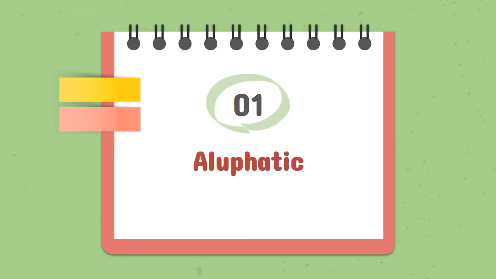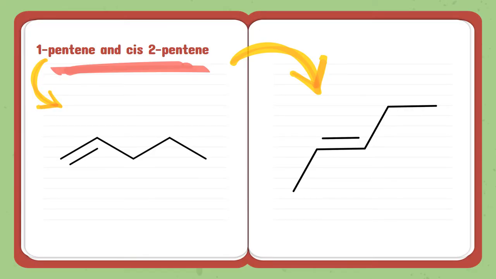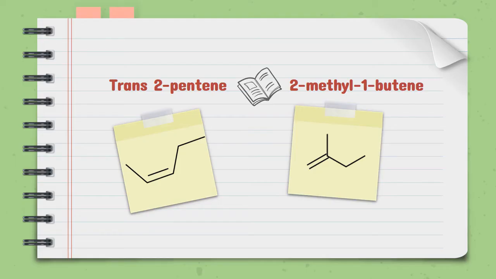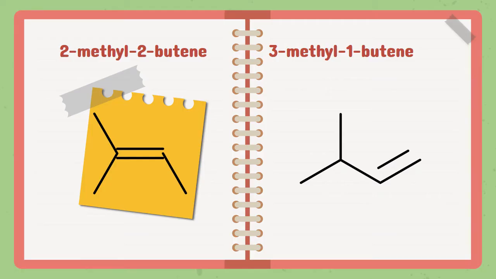There are 6 types of aliphatic isomers that can be formed from pentene. The first one is 1-pentene, the second one is cis-2-pentene. There are 2 types of 2-pentene. The first one is cis, as we can see here, and the second one, which we will see in the next slide, is trans-2-pentene. They have a little difference in their structure. As you can see here, the trans-2-pentene and 2-methyl-1-butene. Two more aliphatic isomers are 2-methyl-2-butene, and then 3-methyl-1-butene.